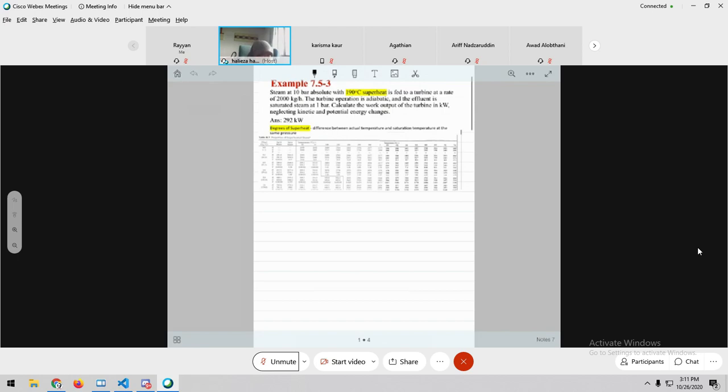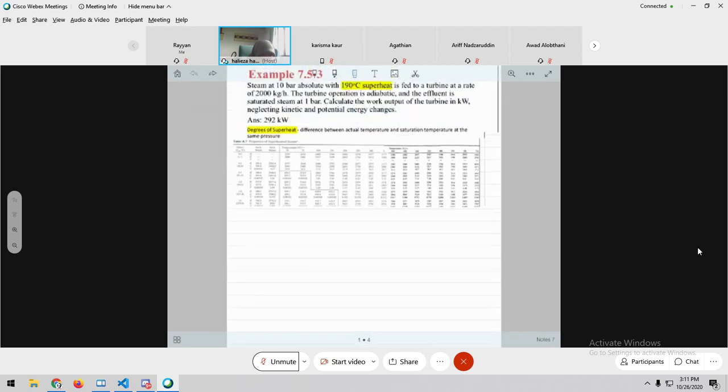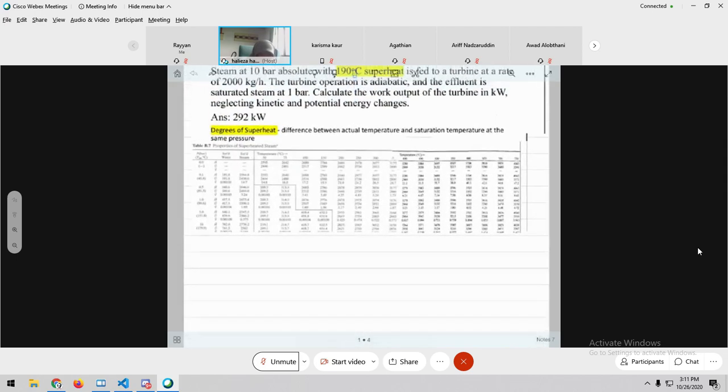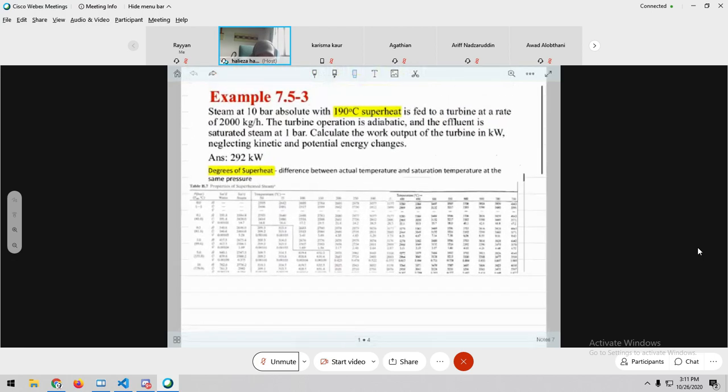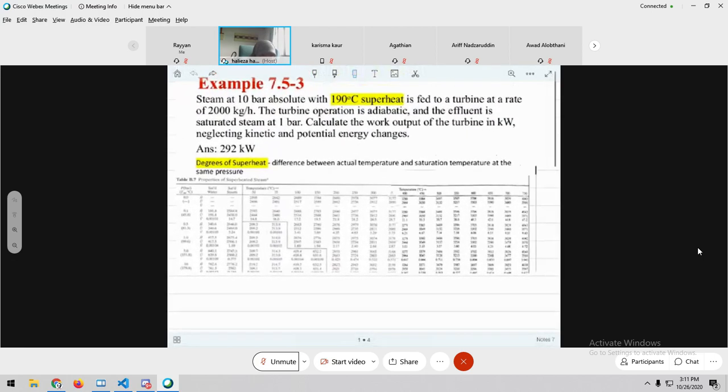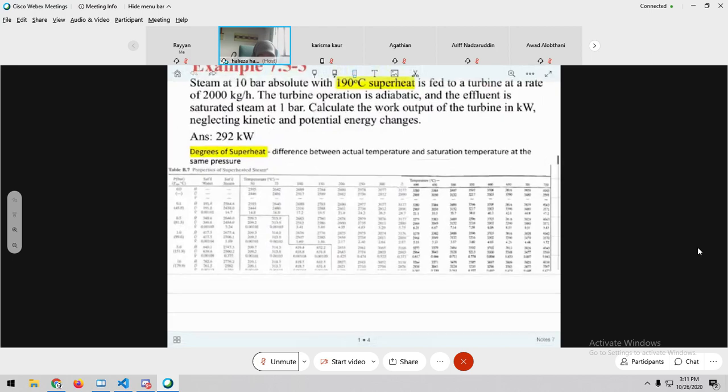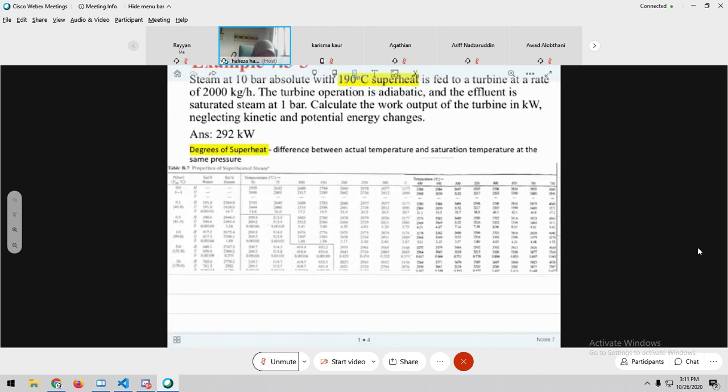Not sure whether it's possible for me to enlarge it. I'm having a problem trying to enlarge this. I don't think you can see the steam table. Yeah, this is the problem. Still not that visible, but at least better.